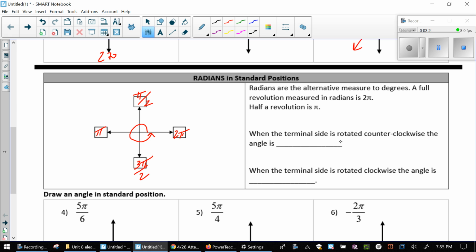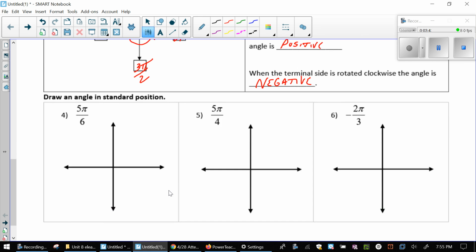When the terminal side is rotated counterclockwise, same thing, right? Counterclockwise, the angle is positive. Clockwise, the angle is negative. Same thing as with degrees. All right, so let's draw some angles in radians now.